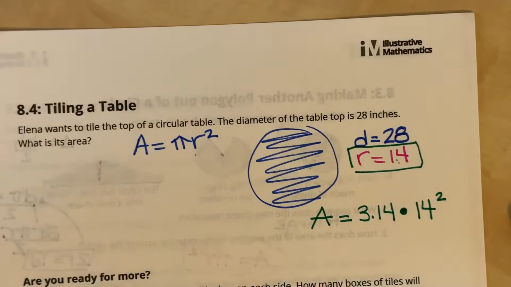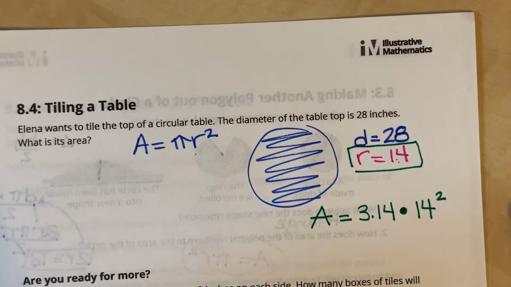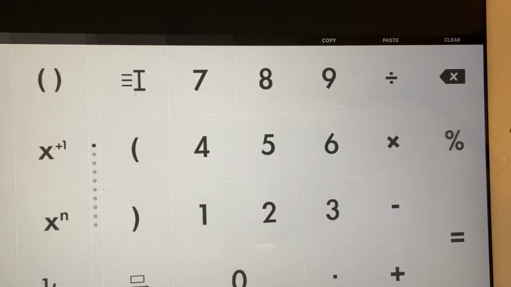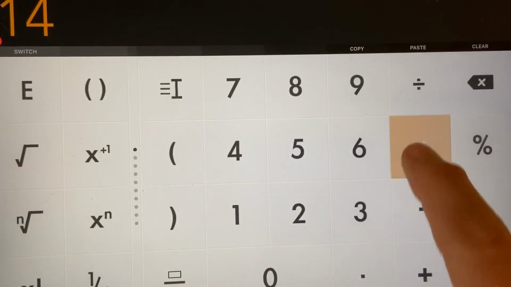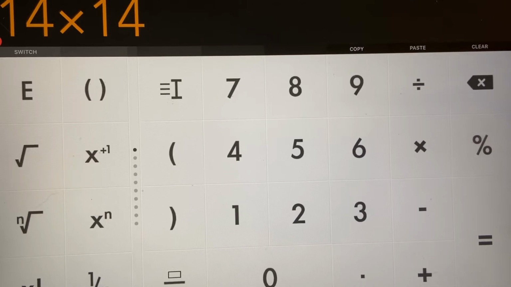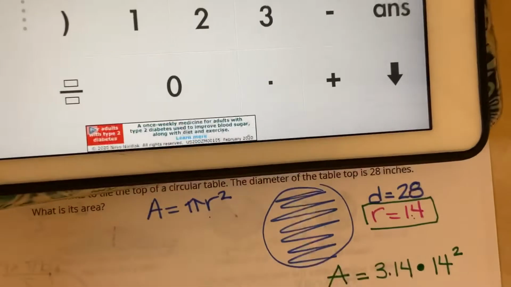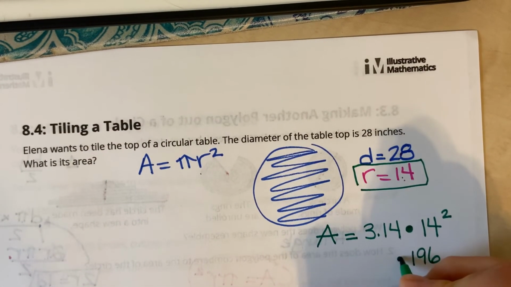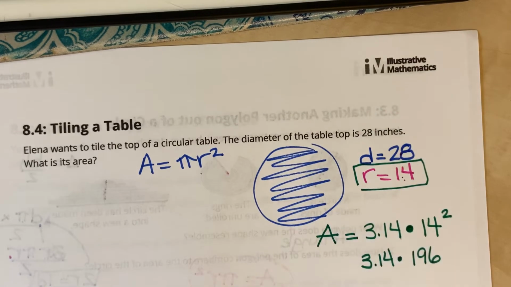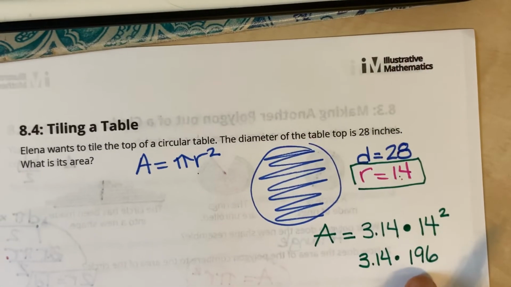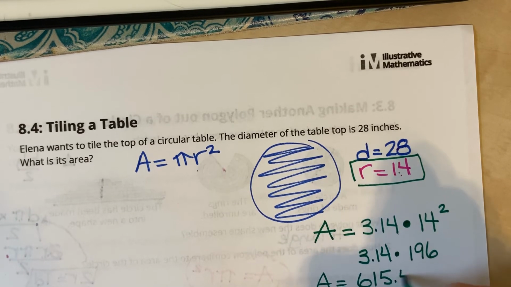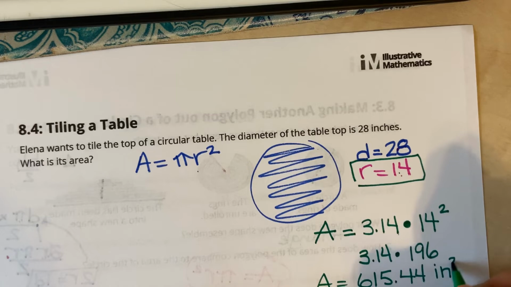I'm going to find a calculator first of all. I have to use my iPad because I don't own a calculator for some reason. I can't find one. All right, so if I did my radius squared first, I would do 14 times 14. I'm sure there's a square button on here, but I don't know where it is. So I get 196 times 3.14. Remember, you have to do exponents first, and then I would just multiply that out. I take my 196 times 3.14, and I get the area is 615.44. Remember, area is always squared. Inches squared.